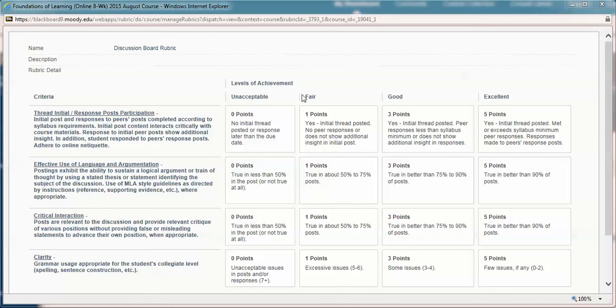Looking at the level of achievement, we have unacceptable, fair, good, and excellent. And that ranges from 0 to 5 points. If you look at each of the criteria and you go across as part of the achievement levels, it does tell you how you can achieve those different points. So you have 0 to 5 points that you can earn when you look at the initial thread response posting. So be sure to review that.